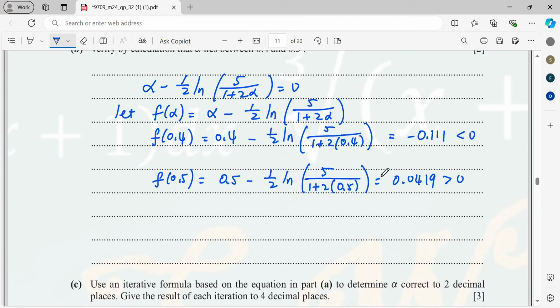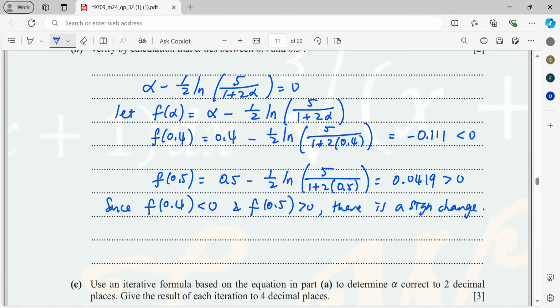So now since one is less than 0 and the other is more than 0, I will just write there is a sign change. According to the sign change rule, hence alpha lies between 0.4 and 0.5.